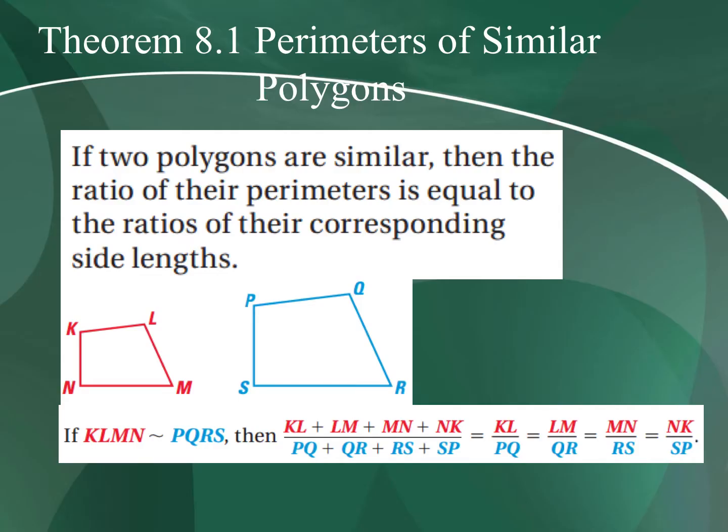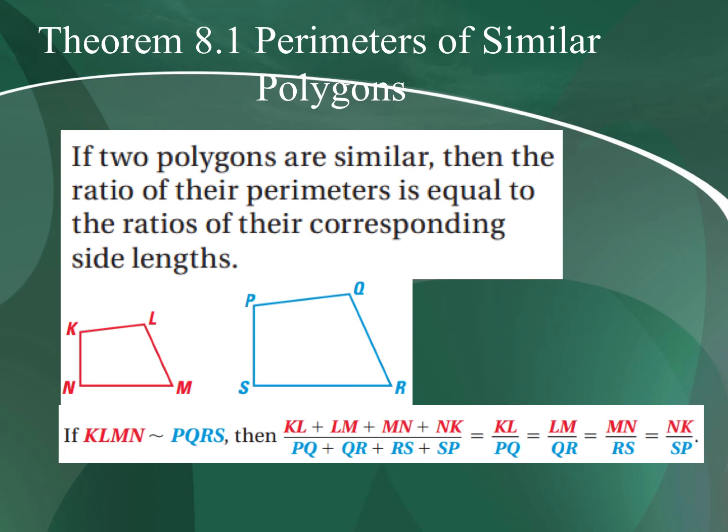Here's our first theorem of chapter 8. And this is the perimeter of similar polygons. Now, we already saw this in the other example. So it says if two polygons are similar, then the ratio of their perimeters is equal to the ratio of their corresponding side lengths, which is also the scale factor.